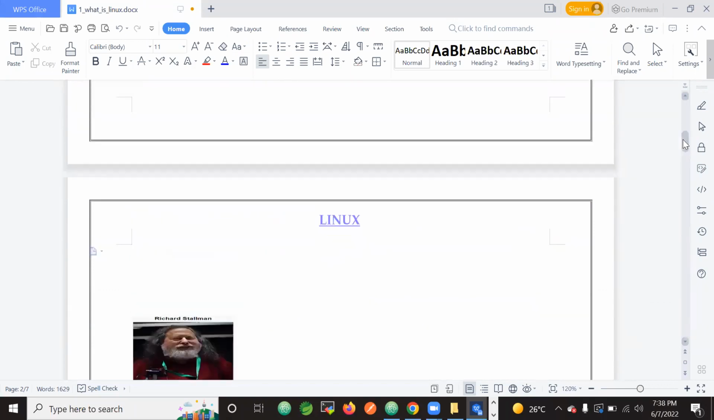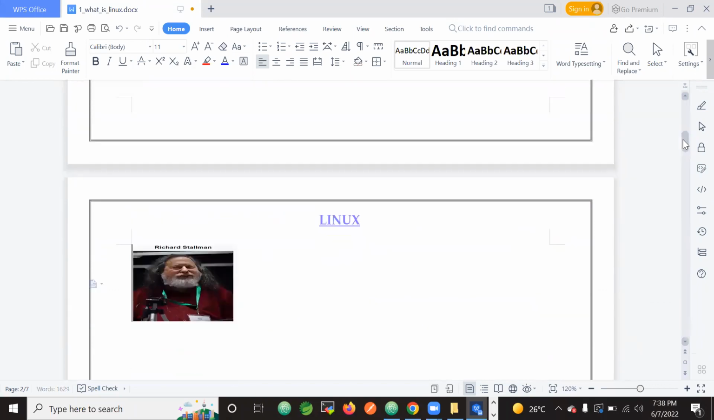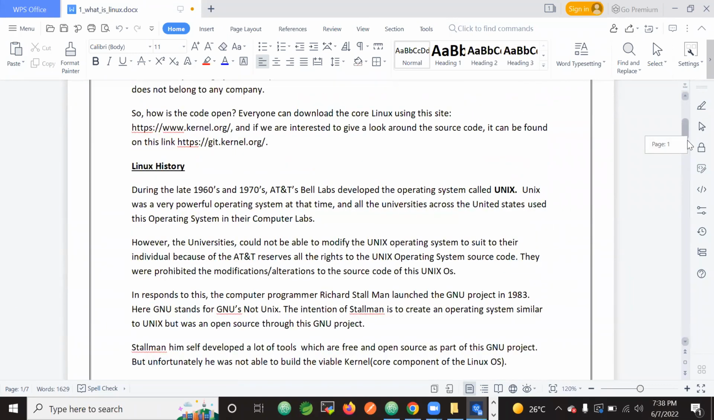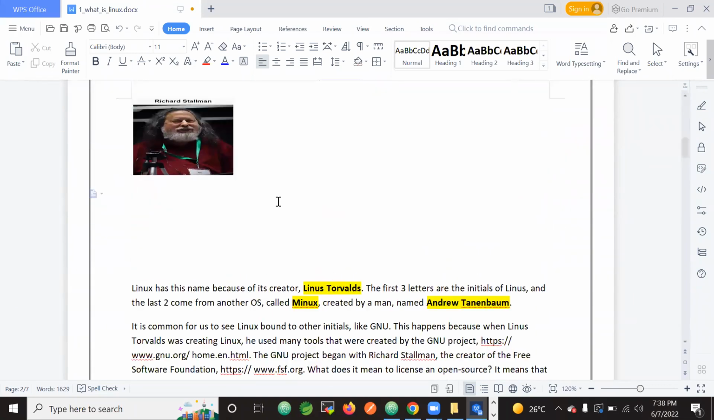Now, you have still not seen that Stallman created Linux. No, Linux was not created by Stallman. So this is the story of Stallman, and alongside the Stallman story, let us introduce one more guy. So let us see.